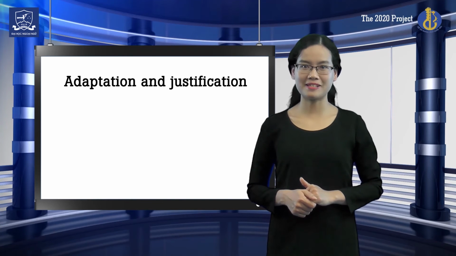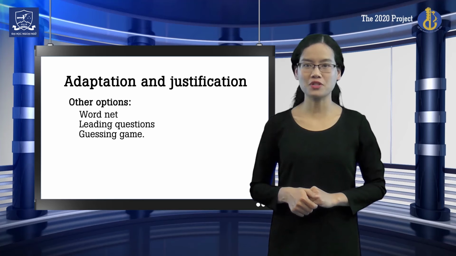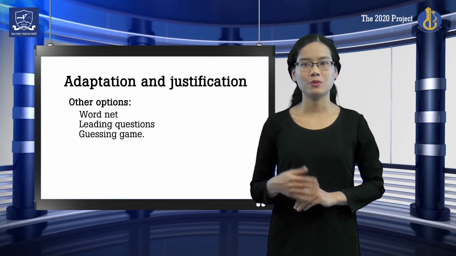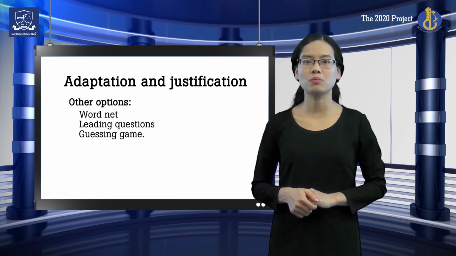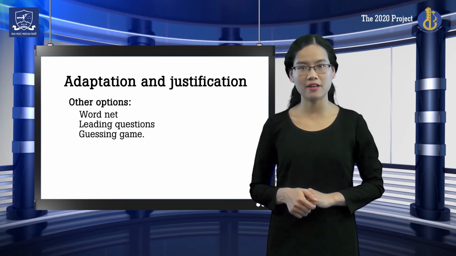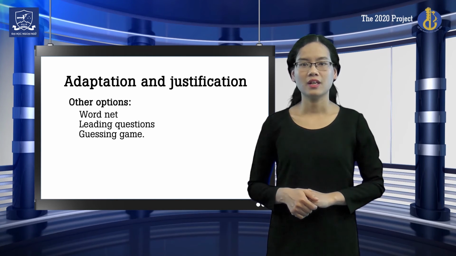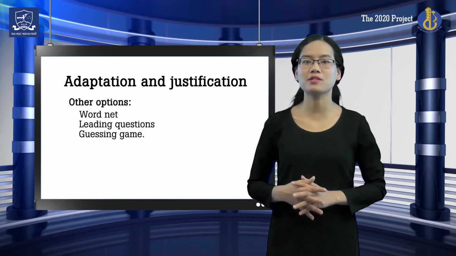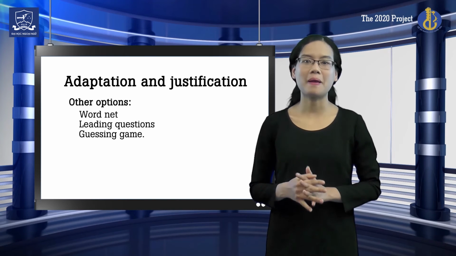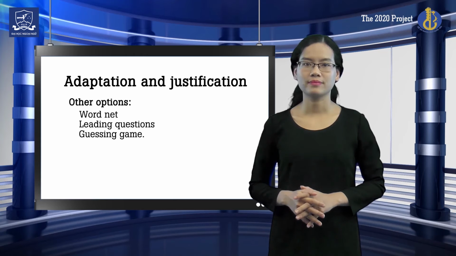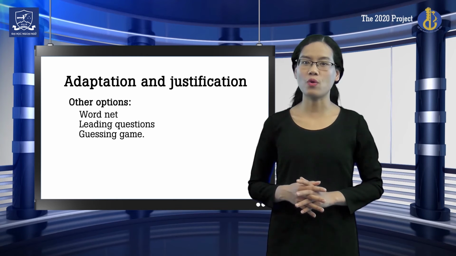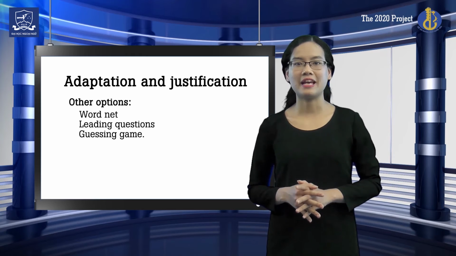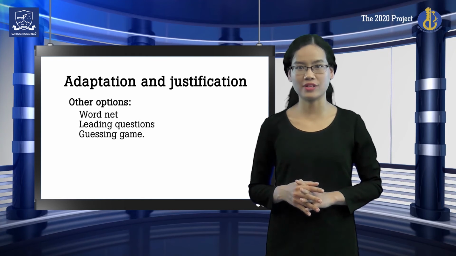With these purposes in mind, some other options to start the lesson could be the word net, in which students brainstorm words related to the topic of the lesson, or leading questions, in which teacher can ask about students' favorite singer, band, or songs, or guessing game, in which students think about their own singer and artist and provide hints for their friends to guess.